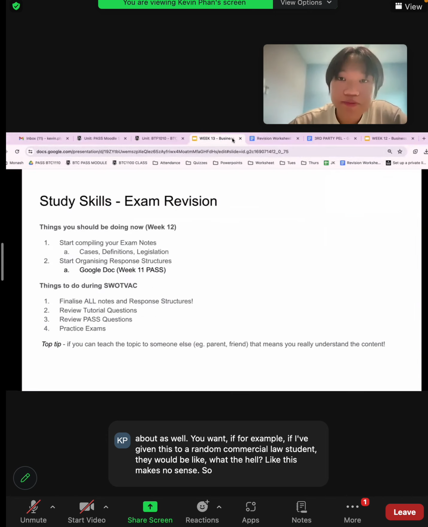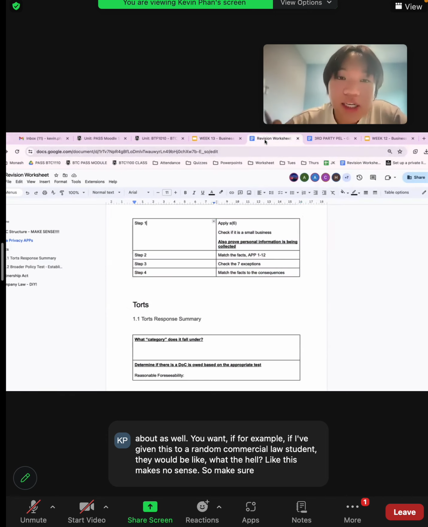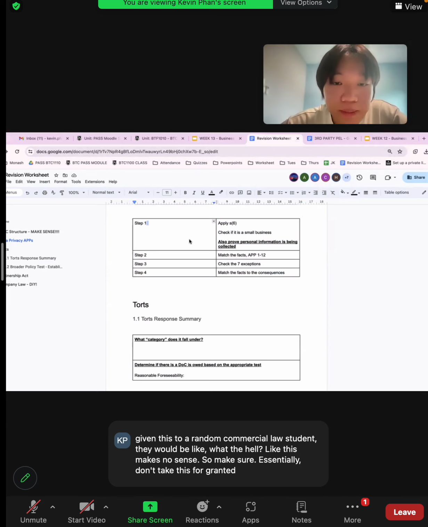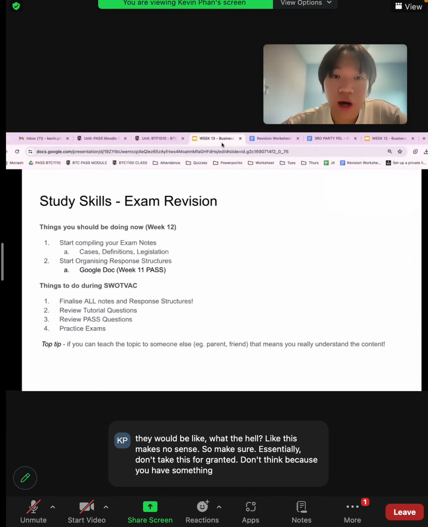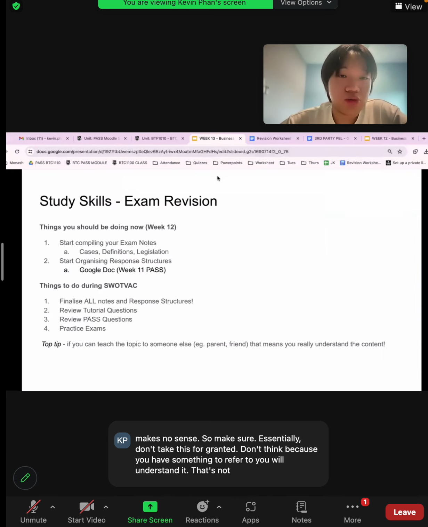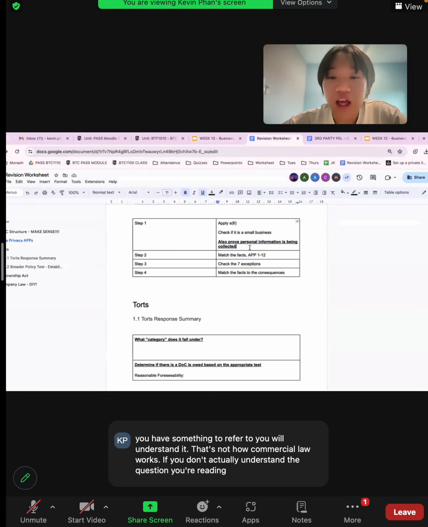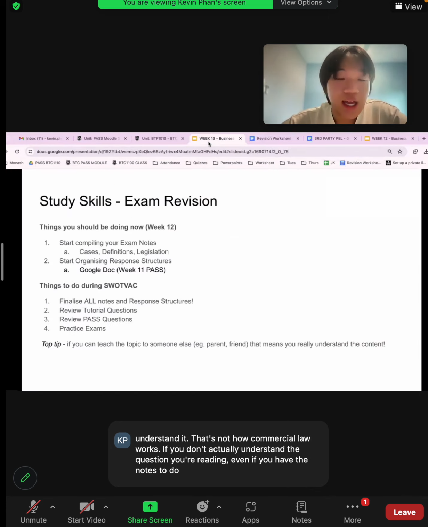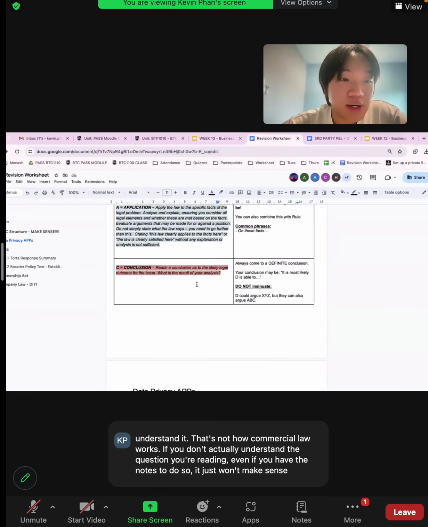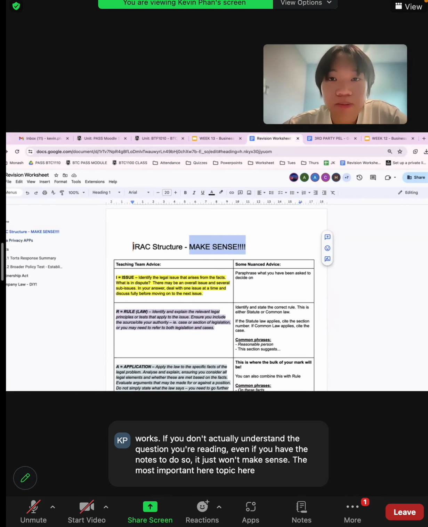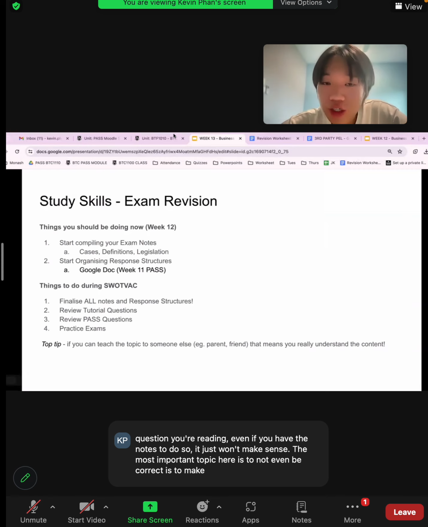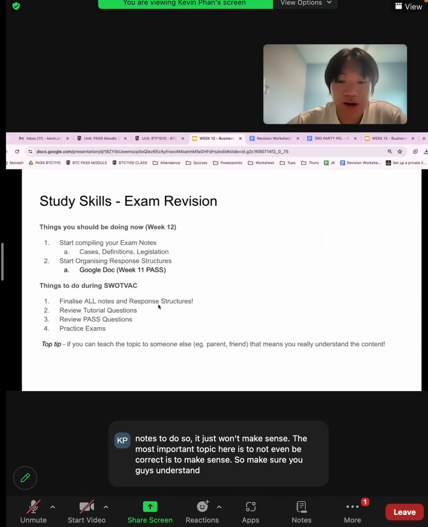So make sure, essentially, don't take this for granted. Don't think because you have something to refer to, you'll understand it. That's not how commercial law works. If you don't actually understand the question you're reading, even if you have the notes to do so, it just won't make sense. The most important thing here is not even to be correct, it is to make sense. So make sure you guys understand everything we talked about as well.